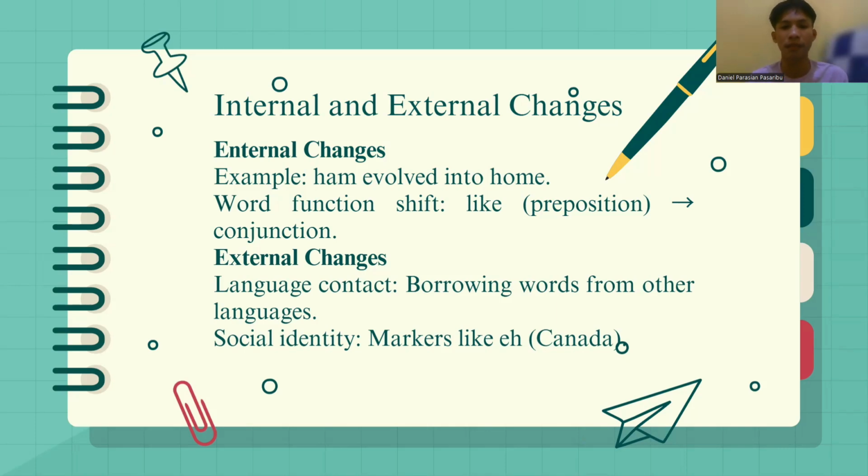External changes. External influence, including contact with other languages through colonization, trade, and migration. For instance, English has borrowed words like karaoke from Japan and ballet from France. Social factors like identity and regional accent also contribute to this change.